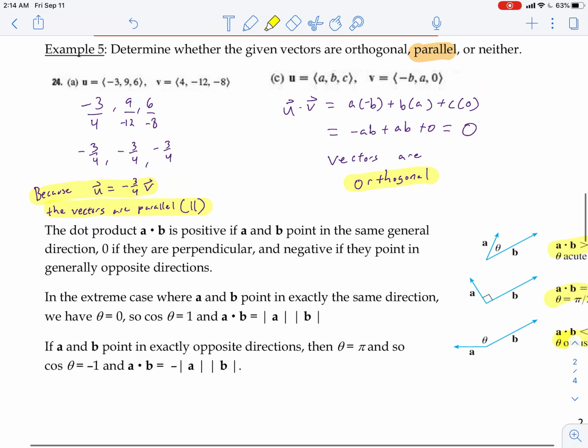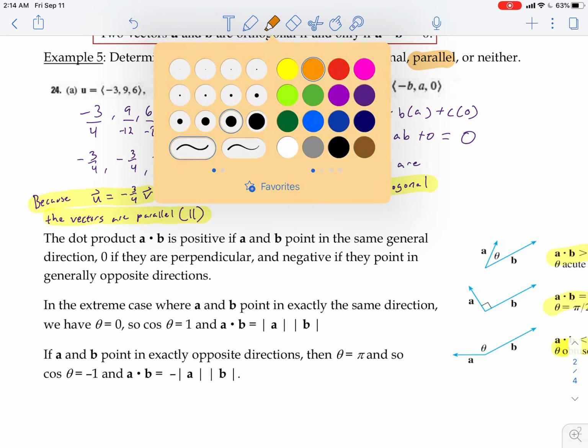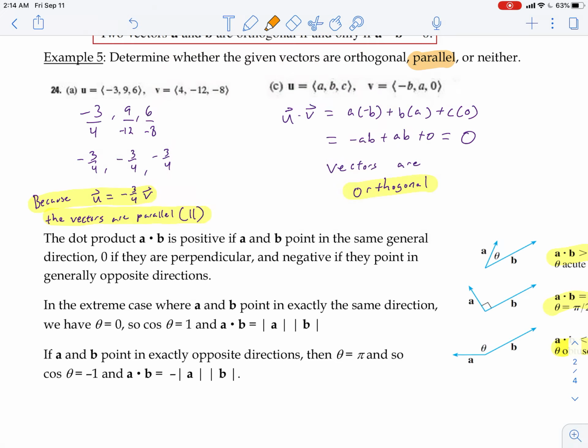All right. Now, to tell if two vectors are parallel and you weren't able to see that they were scalar multiples of each other, then if the dot product is equal to the magnitude of A times the magnitude of B, you have two vectors pointing in the same direction. So it's going to be parallel. That's when theta is equal to 0, because then cosine of theta is equal to 1.